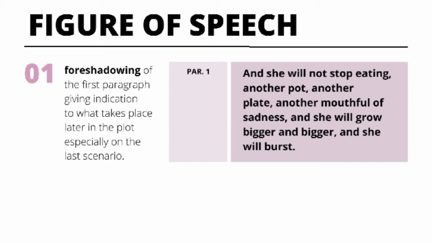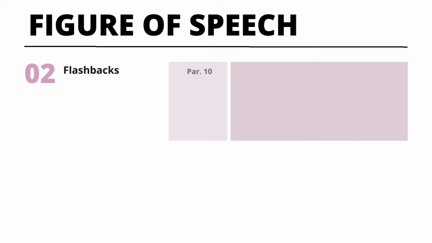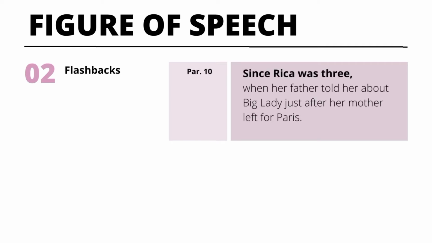It gave tension to how the story will unfold on the latter parts, most especially to the last scenario, when Rika's father threw a fit, making Rika scream and cry, indicating that the Big Lady will eat all of their sadness that night and may cause a devastating explosion. The second figure of speech that we have found is the use of flashbacks. With the passage, since Rika was 3, her father told her about Big Lady just after her mother left for Paris.